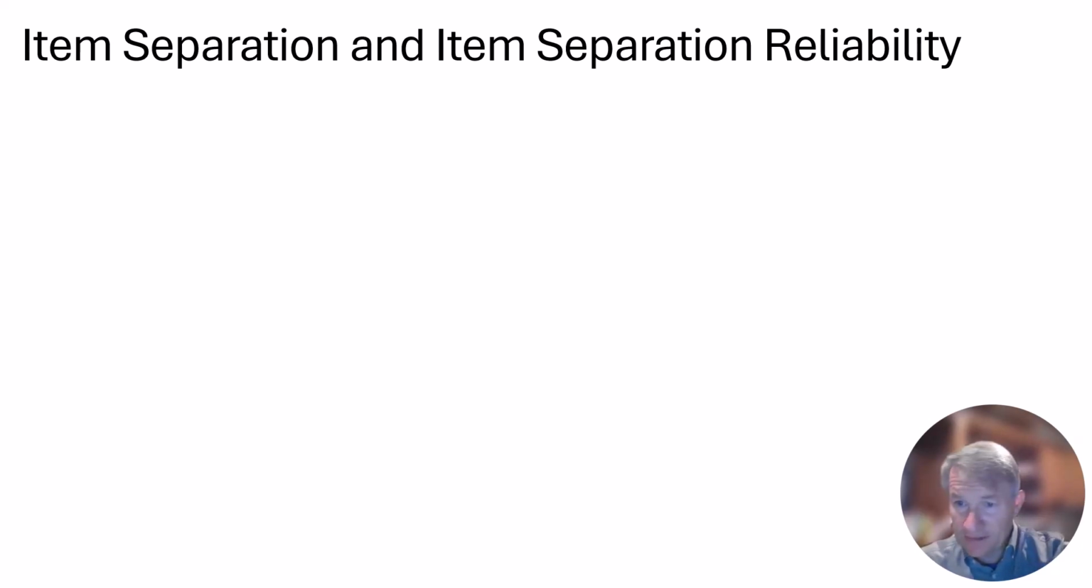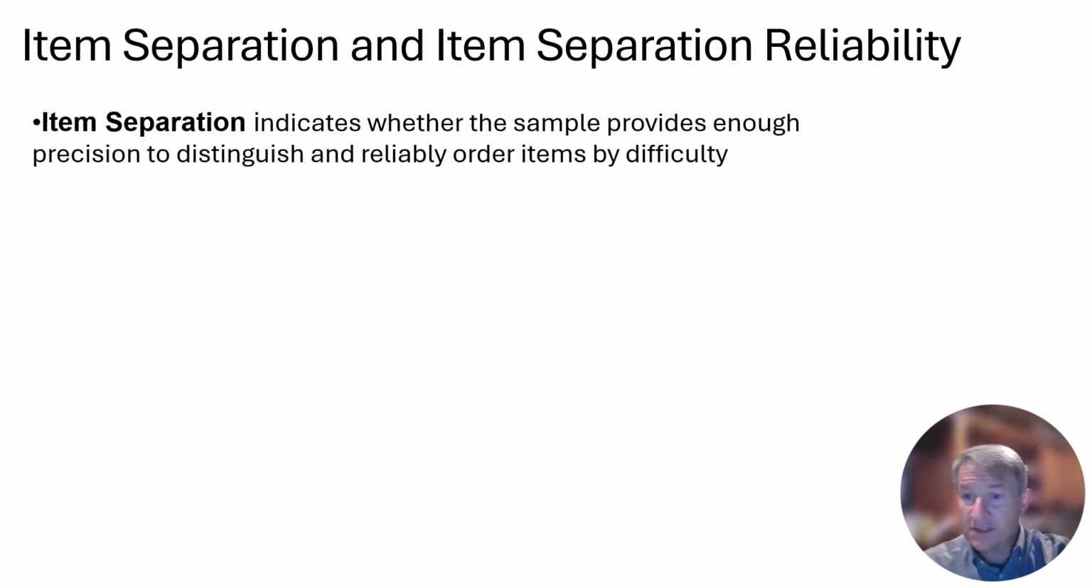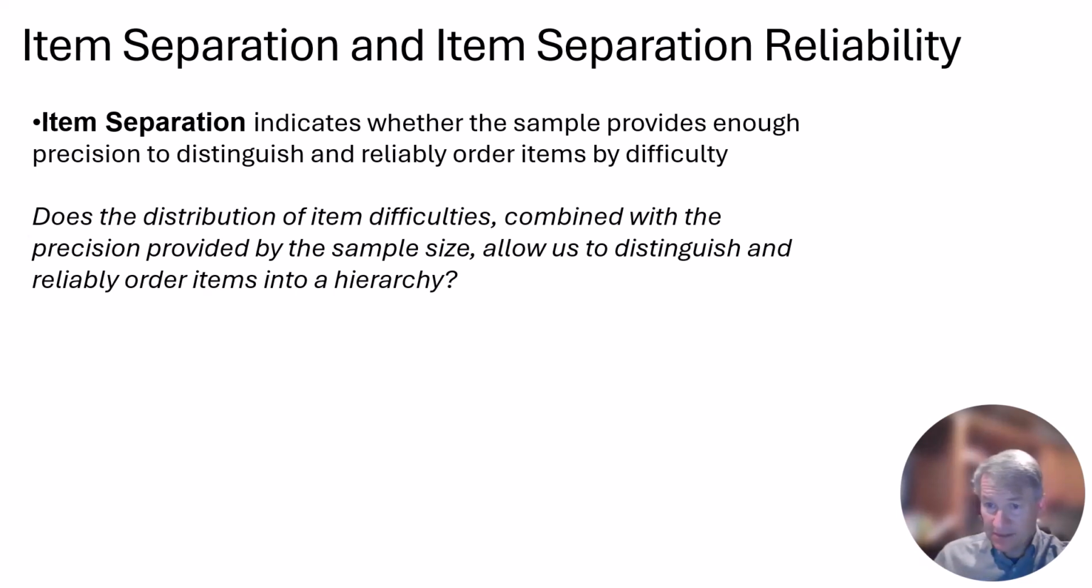And finally, let's talk about 2 additional considerations related to the items. The first is item separation. And item separation is an indicator of whether the current sample provides enough precision to distinguish and reliably order the items by their difficulties. Item separation asks the question, does the distribution of item difficulties combined with the precision provided by the sample size, do those jointly allow us to distinguish and reliably order items into a hierarchy?